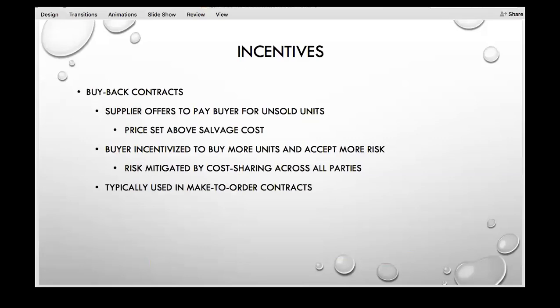And this is typically used in make-to-order contracts. You could use this in a make-to-stock contract. It's theoretically possible. I haven't seen it that much in make-to-stock contracts. Now, to be fair, I haven't seen this a lot, but I guess theoretically it is possible.